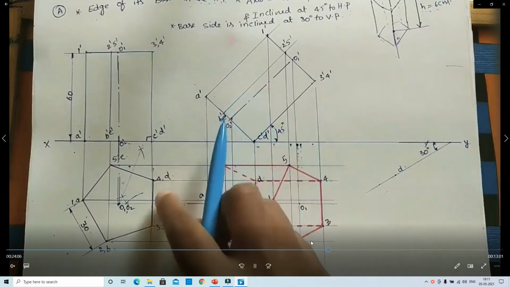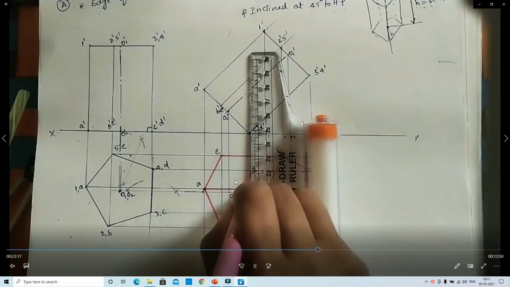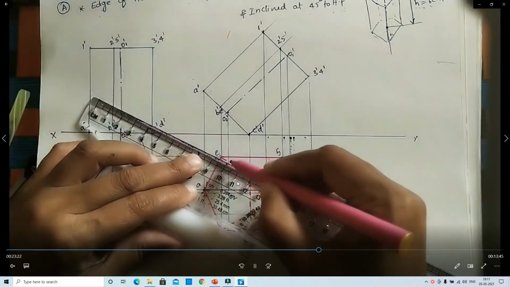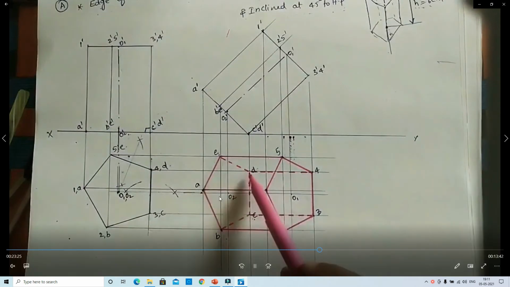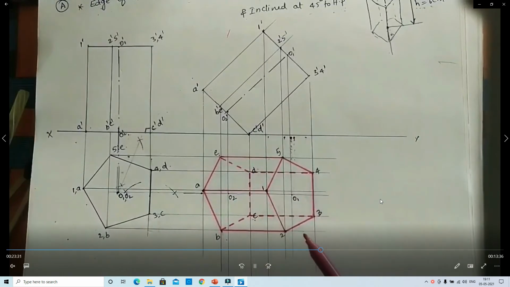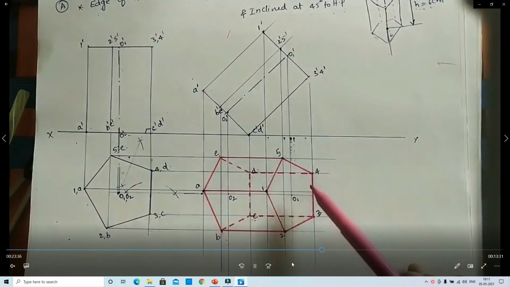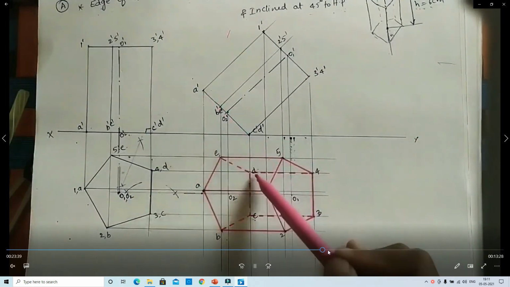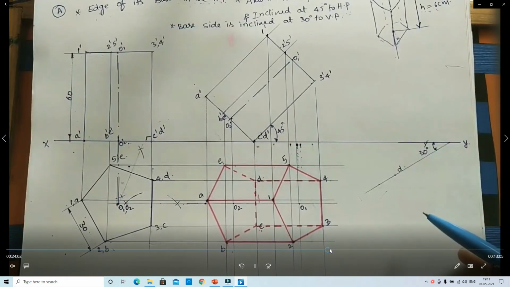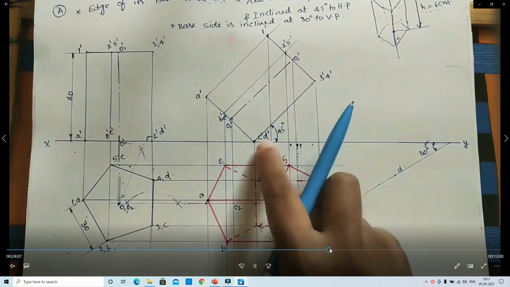Now for this second stage pentagonal prism, we need to draw the second stage top view. We need to draw the third stage inclined at 30 degrees to VP. Okay, 30 degrees to VP. This is below the reference line, since the inclination is to VP. That's why below the reference line you take 30 degrees with the help of the protector. In this way, with the help of the protector, you draw the one line. Okay.